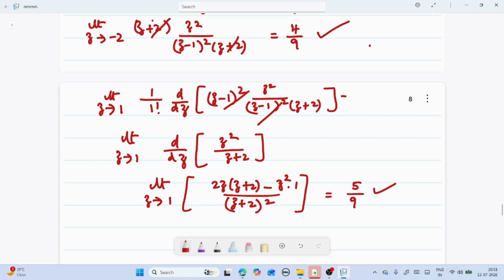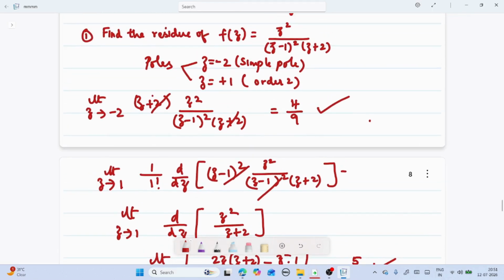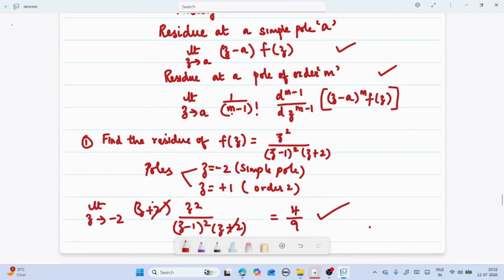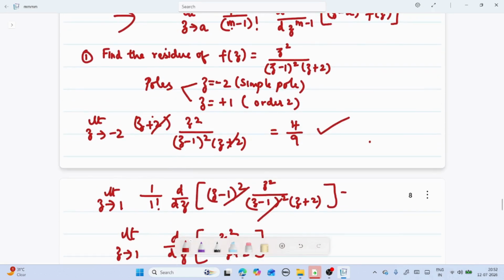So we have 2 poles here. One is a simple pole and the other is the pole of order 2. For simple pole, I have used the first formula, and then for the pole of order m, I have used the second formula. So this is how you will calculate the residues at the given poles.